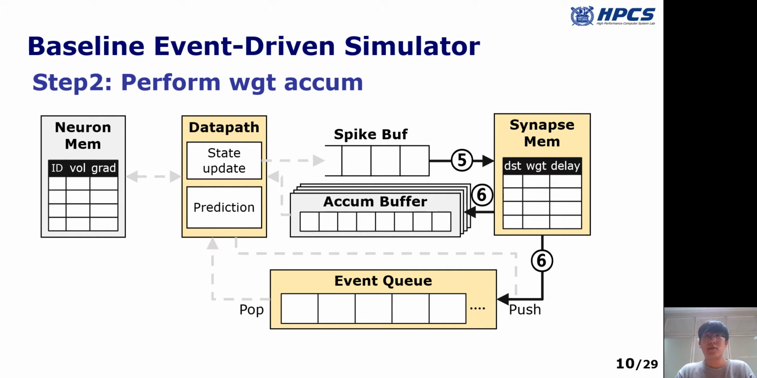The second step is to perform weight accumulation. The simulator first iterates over the generated spikes at the spike buffer. For each spike, it searches for the destination neurons using the synapse memory, and then it accumulates the weight to the destination neurons. At the same time, it schedules in events to the event queue, and this is the basic working mechanism of the baseline event-driven simulator.